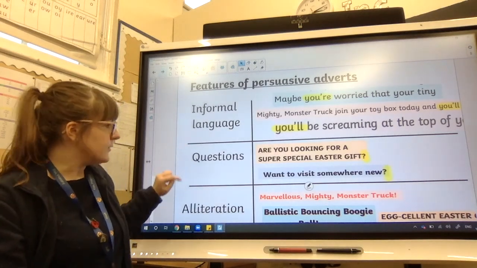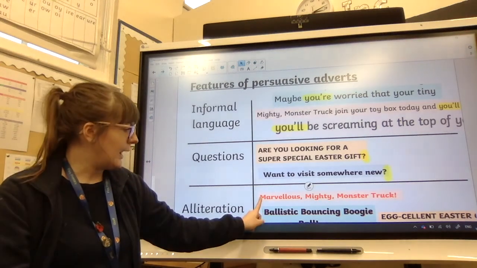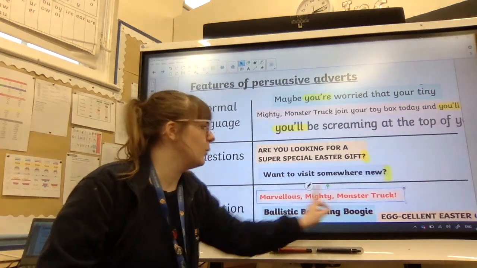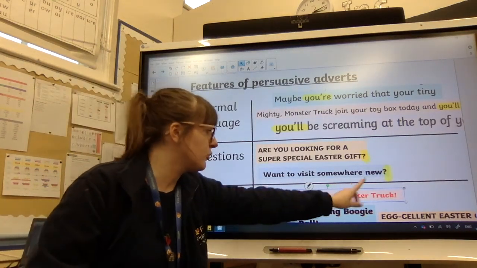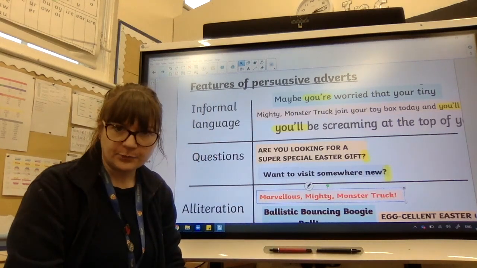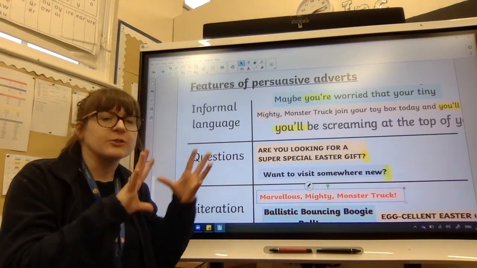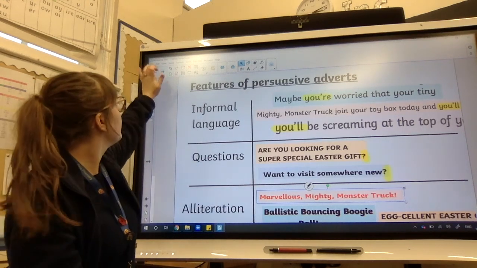The next thing I noticed was alliteration. That means where each word starts with the same letter. So we've got monstrous, marvellous, mighty monster truck, ballistic, bouncing boogie ball, excellent Easter eggs. They kind of catch your attention and make you think, ooh, this is exciting. What else have we got?